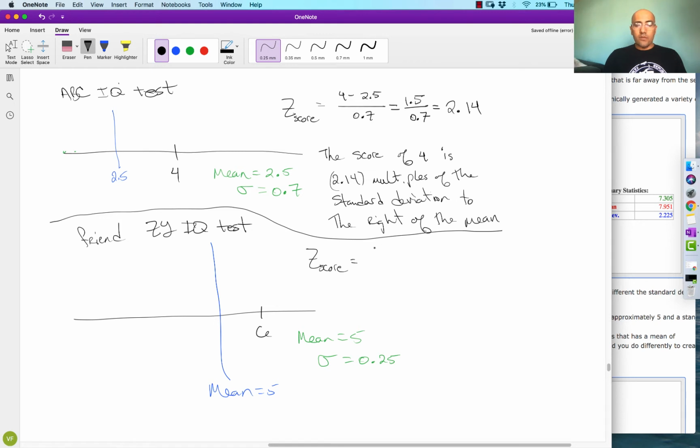Z-score equals 6 minus 5 divided by 0.25, which is equal to 1 divided by 0.25, which is equal to 4. Nice, pretty whole number. 4, that's 4 standard deviations to the right. And if you remember from the distribution, once we get to 3 standard deviations, about 97% of the data is within 3 standard deviations. And this is a score that's 4 standard deviations to the right.